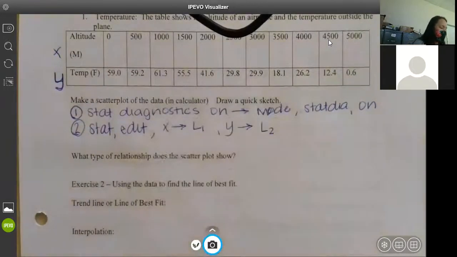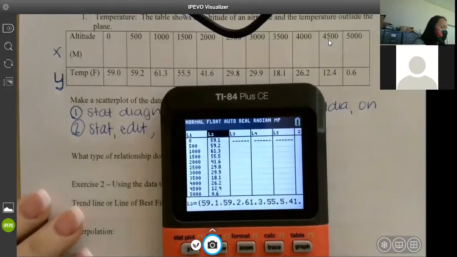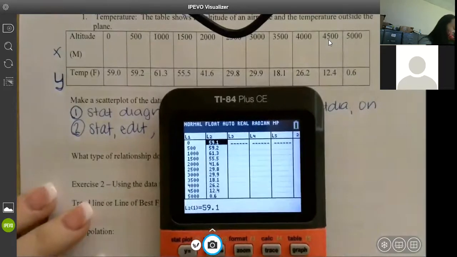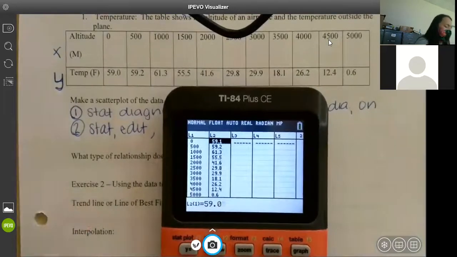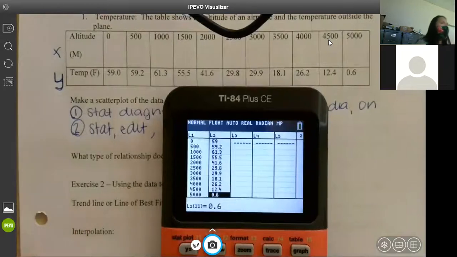Go over to L2 and type all these in. I'm going to pick my calculator up again. 59.0, 59.2. When you get them all in, move up and make sure that you put them in correctly. My first one I put in wrong. I didn't do that one on purpose. I did the last one on purpose. So glad I checked it. 59, 59.2, 61.3, 55, 41.6, 29.8, 29.9, 18.1, 12.4, 0.6. There you go.